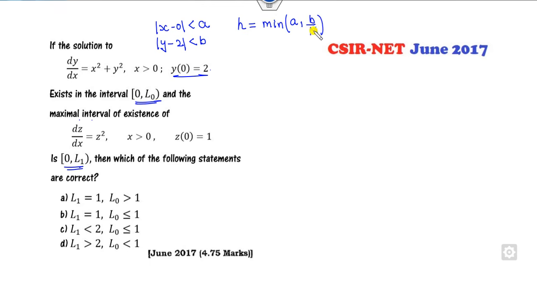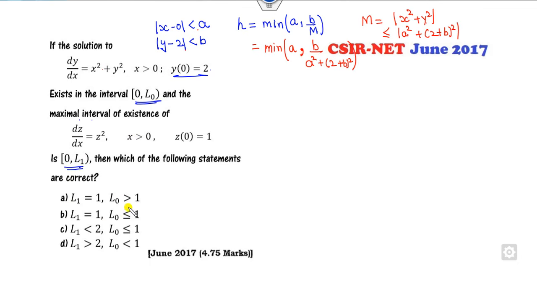over M. Fine. Now you can see, what is the M? Maximum value of x square plus y square. What is the maximum value of x? It is not given. Oh, maximum value of x from here, it's a. It is less than or equal to a square. What is the value of y from here? 2 plus b. So 2 plus b whole square. So I can substitute here: minimum of a, b will be b, and it is a square plus 2 plus b whole square. Fine.